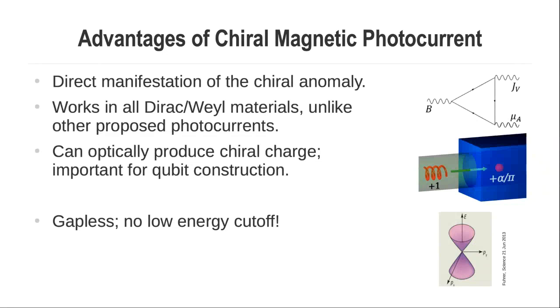But why is this important for quantum computing? So this is a way to generate chiral charge optically. So far, all the means of generating chiral charge involved having to use external electric fields and things like that. But this is a way to do it optically, and being able to generate chiral charge optically opens up applications for construction of chiral qubits and things like that. So that's one thing. And second thing is, this particular effect depends on the Weyl cones of the fermions. The Weyl cones of the fermions have this feature that there is no gap.